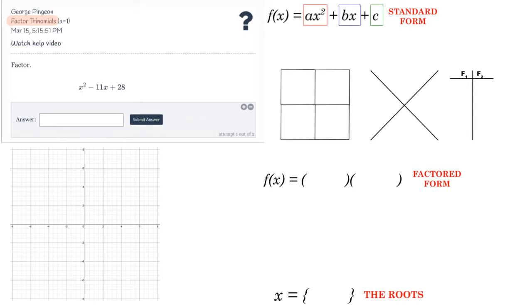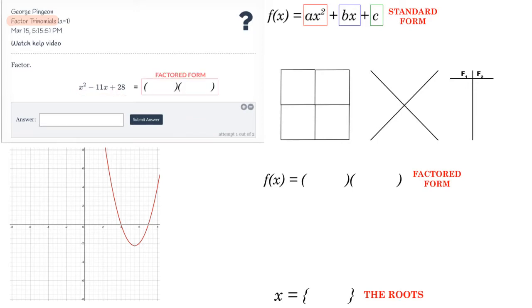So let's go over some vocabulary first. So a trinomial is an algebraic expression which has 3 terms. In this example, our first term is x squared, our second term is negative 11x, and our third term is positive 28. And if you were to graph this function in your graphing calculator, it would look like a parabola, like this.